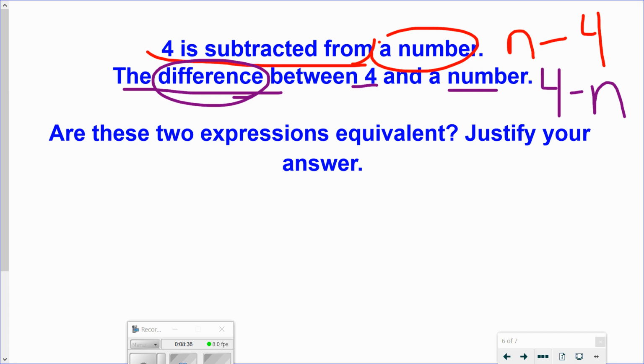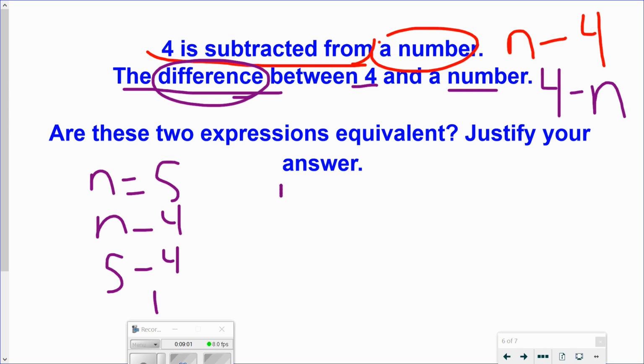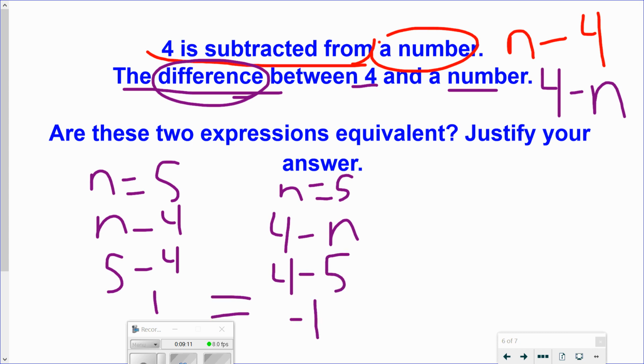So now we're asked if these 2 expressions are equivalent. They're not equivalent because if we remember our properties, the commutative property where you switch the order doesn't work for subtraction, and here's why. Let's just say that n equals 5, and I took my n minus 4, that would be 5 minus 4, that would equal 1. Now let's try it again. n still equaling 5, but now I'm going to do 4 minus n. So 4 minus 5, and that equals negative 1. And those 2 are not the same.